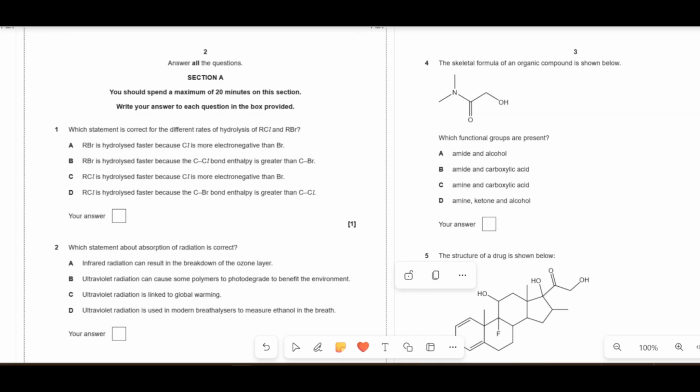Hello everybody, welcome back to the A-Level Cookbook. Today I'm going to be doing the OCR A-Level Chemistry A 2022 paper.